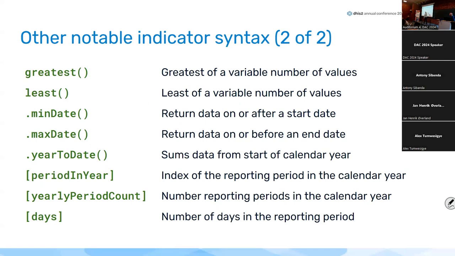Other things, we have a greatest function. So you don't have to say, you know, if this is greater than that, return this. You can just say, return the greatest of these two things, or return the least of these two things, or three or four, any number you want. These were patterned after the Postgres syntax, which has database functions with exactly those names in that syntax and a variable number of arguments.